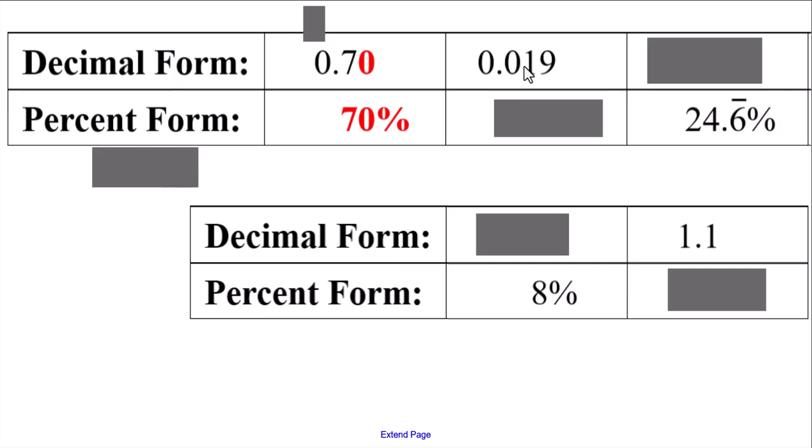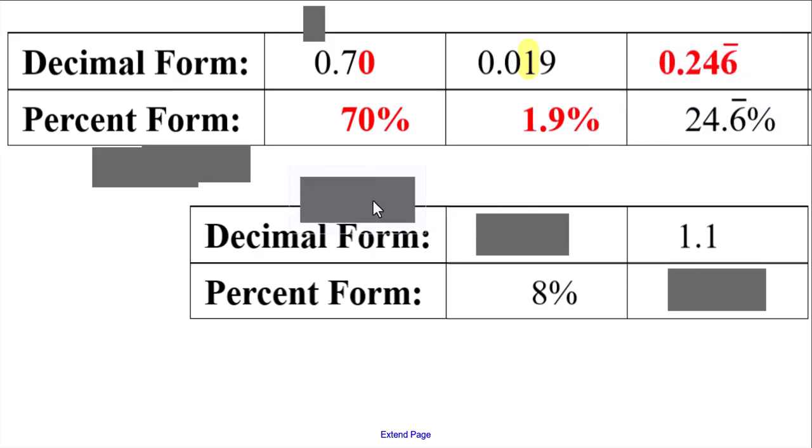The next one, we have 19 thousandths, but where's the hundredths? The hundredths is right here with the 1. So the decimal point in percent form will be right after that 1, and then everything to the right of it will be to the right of the decimal point in percent form. Now, this next one, 24.6 repeating percent, we need to turn it back into its original decimal form. So instead of taking the decimal point and moving it 2 places to the right to go from decimal form to percent form, it's the other way around. So we're moving it 2 places to the left.